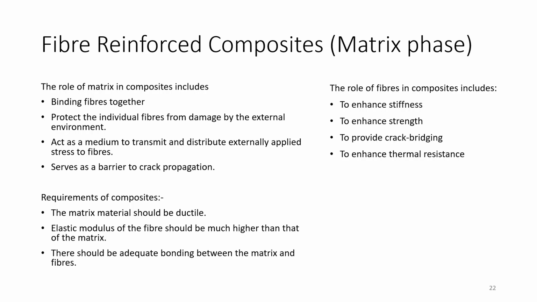And the requirements of a composite: the matrix material should be ductile, the elastic modulus of the fiber should be much higher than that of the matrix, and there should be adequate bonding between the matrix and fibers.